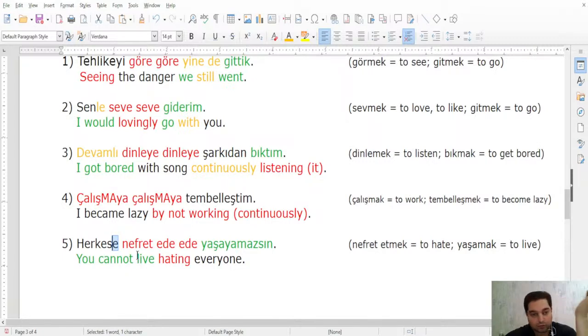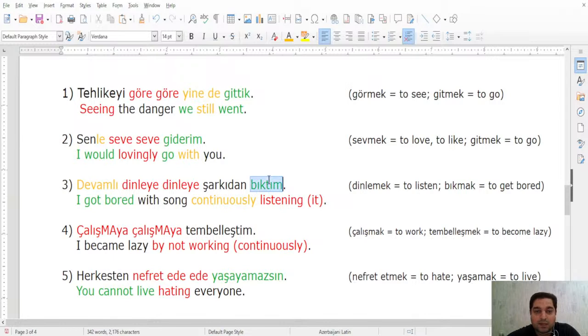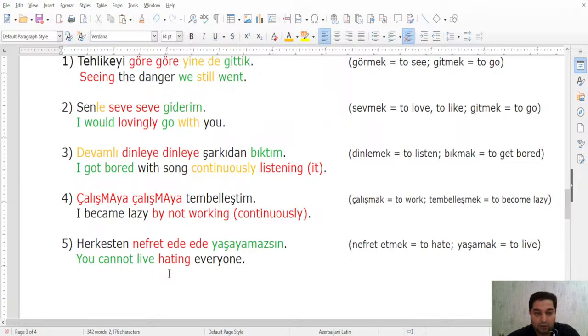Ondan nefret ediyorum, herkesten. Sometimes you can say ona olan nefretim, the hatred that I have towards him, or herkesten nefret ede ede, okay? It's the same as here. Bıkmak is the same as nefret etmek, you use it in the ablative case. Herkesten nefret ede ede yaşayamazsın. You cannot live hating everyone, or by continuously hating everyone. So this dan den tan ten, the ablative case ending, is used with nefret etmek.